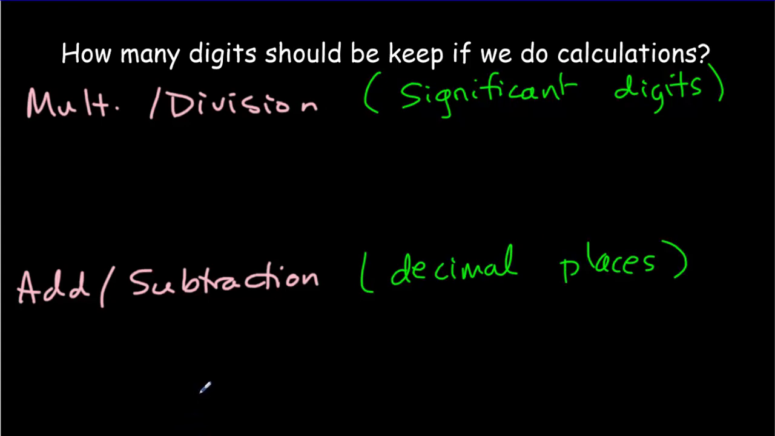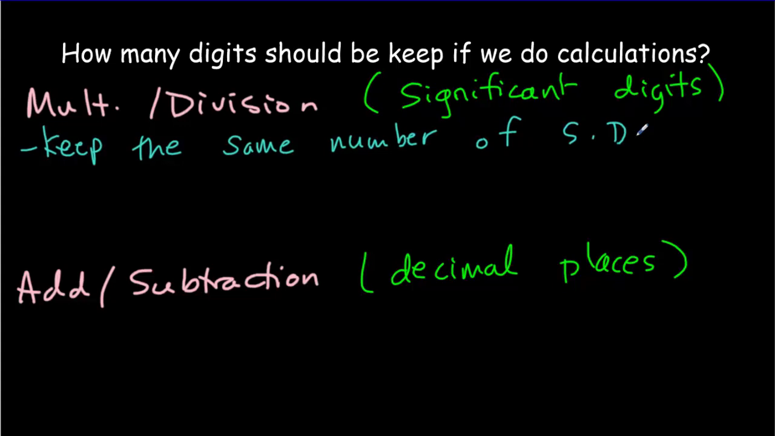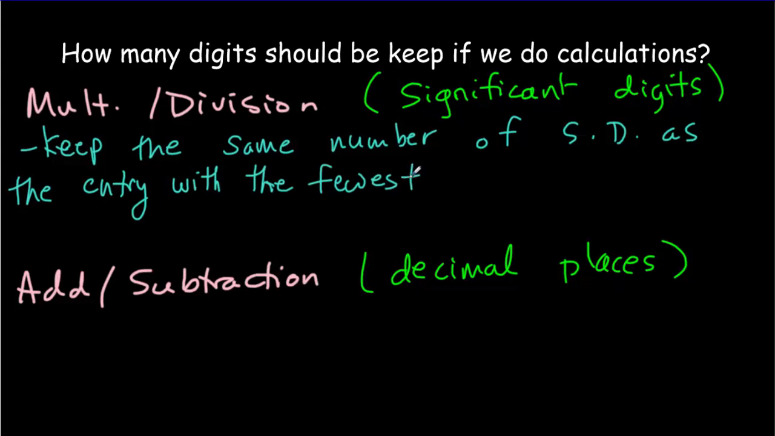So our rule for multiplication and division is to keep the same number of significant digits as the entry with the fewest. So for instance, if I were to multiply 2.0 times 3, then this entry has two significant digits. This entry only has one significant digit, so the entry with the fewest number of significant digits is the 3. And I should only keep one significant digit in my answer. So my final answer is going to be 6 and not 6.0.